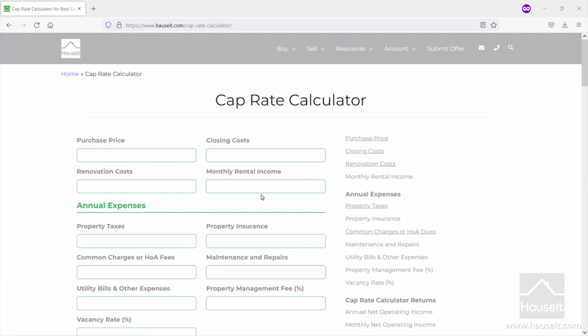The easiest way to find out net operating income is to use Hauseit's cap rate calculator. And just as a recap, cap rate is essentially the net operating income over the purchase price or your cost basis. So the annual NOI over the cost basis, that is your cap rate. So let's do a hypothetical example of an investment property purchase, a condo in Miami.